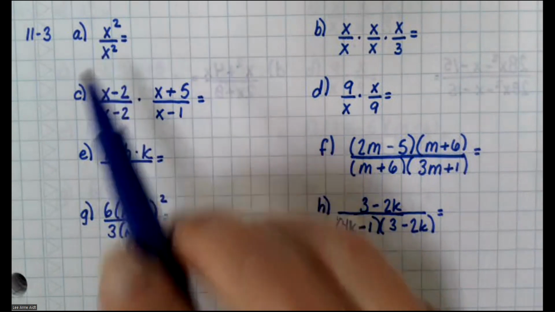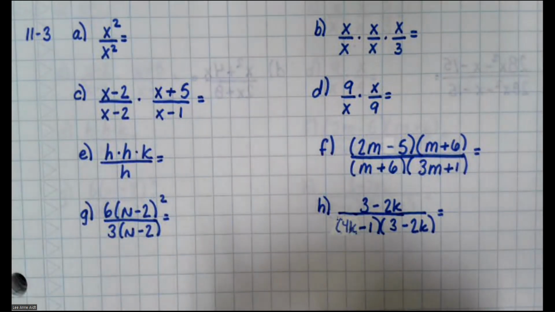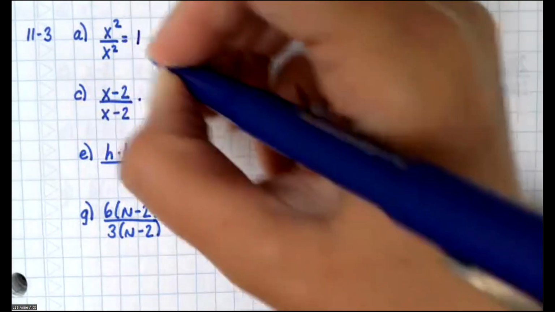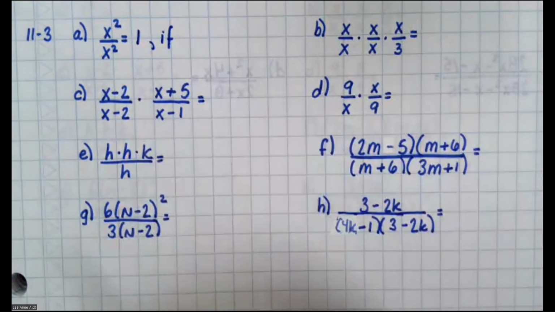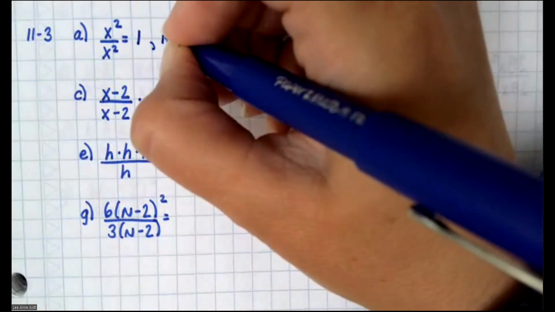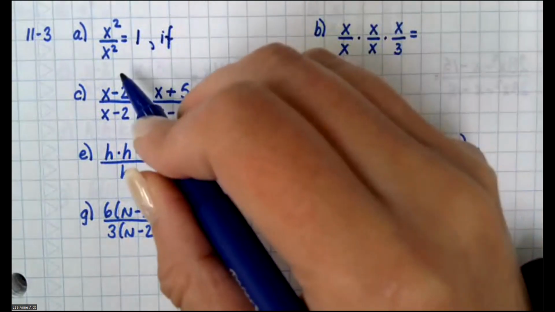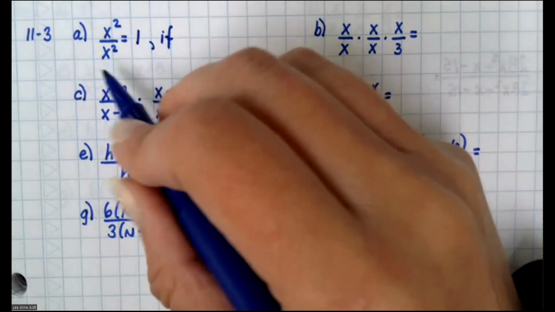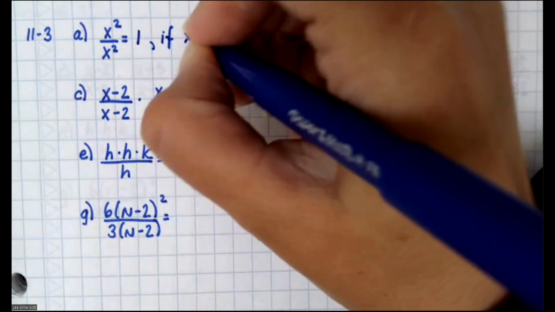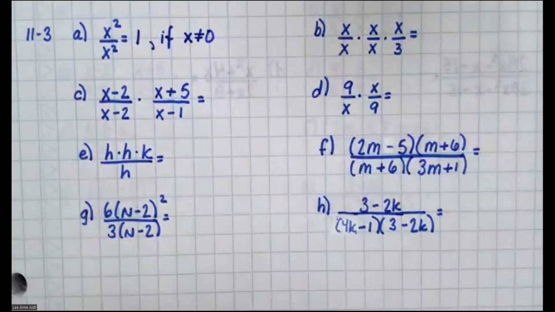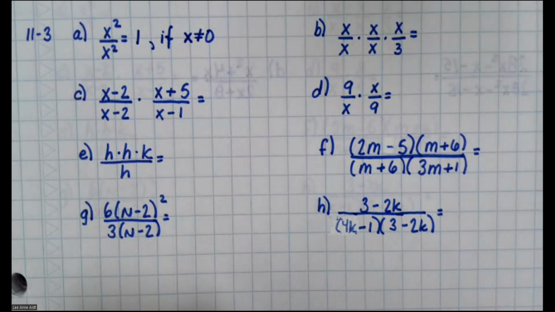Hey, what is x squared over x squared? 1. Great job. Okay, however, what can x not be? What will make 0 on the bottom? 0. Okay, that problem is done.